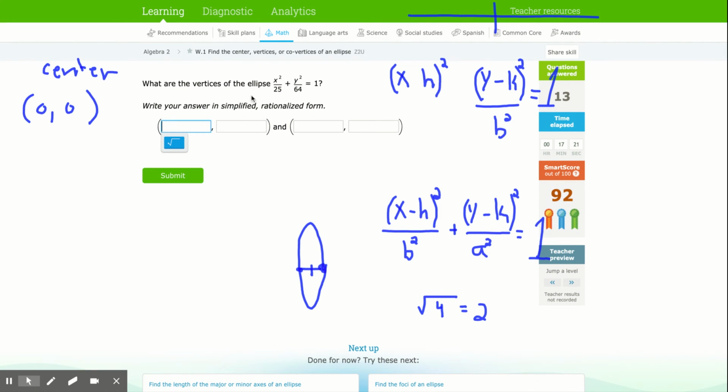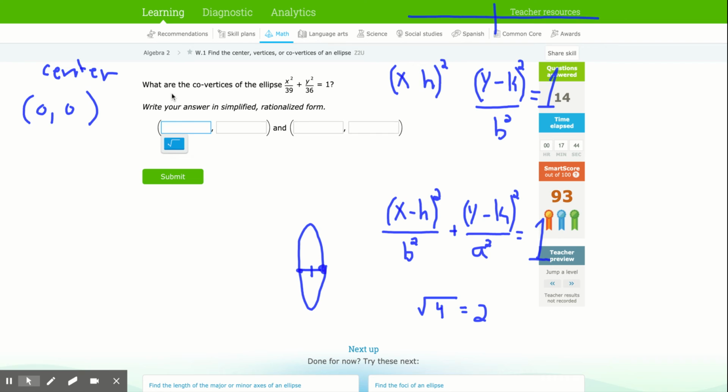What are the vertices of this ellipse? Again, 64 is larger than 25, so we're going to be up and down from our center. Our center is still 0, 0, and the square root of 64 is 8. So I'm going to be at 0, negative 8, and 0, 8 for my vertices.